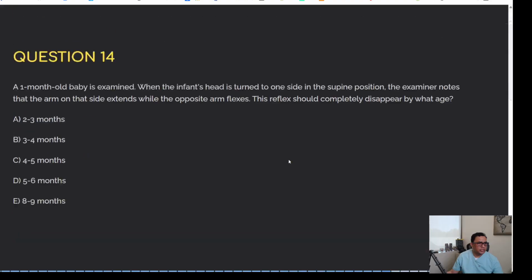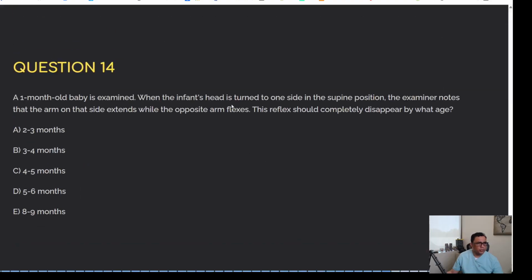So let's read this again. A 1 month old, when the head is turned to one side, the examiner notes the arm extends and the opposite flexes. This is ATNR, so it disappears at 5 to 6 months. If it continues, then it's cerebral palsy.